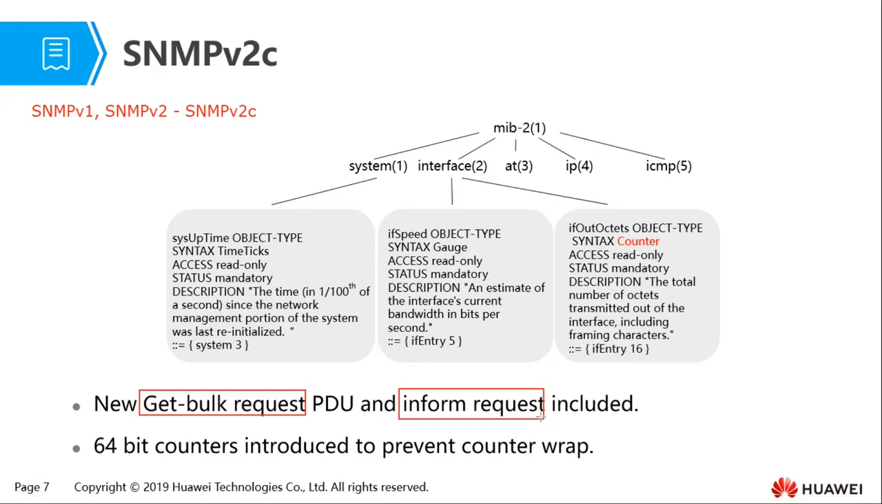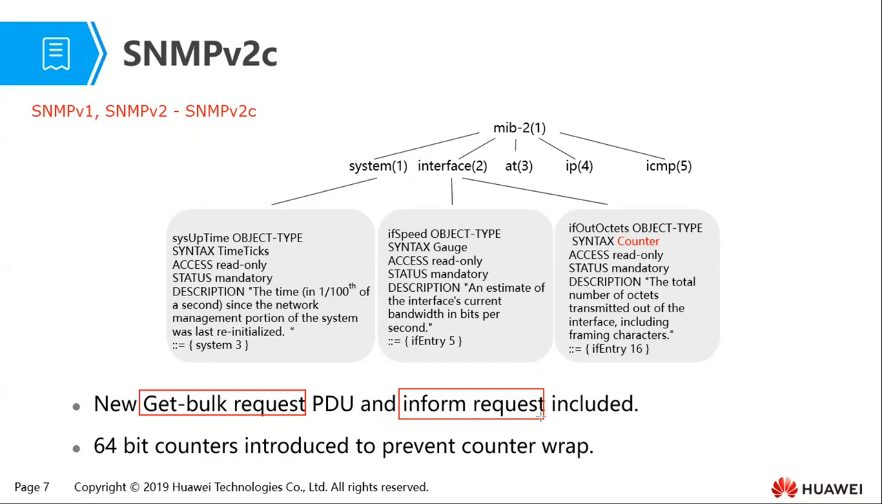Get bulk. So earlier we have seen get request, set request, trap, and the others. So in SNMP version 2C, they introduced get bulk request, which is used to allow information from multiple objects to be retrieved in a single request. So when you want to receive several feedbacks from the same command, then you use the get bulk request.